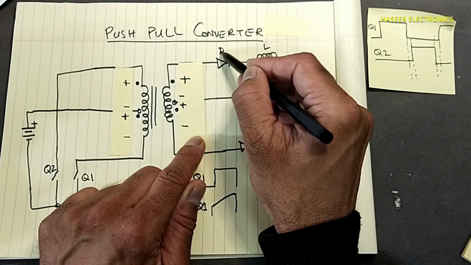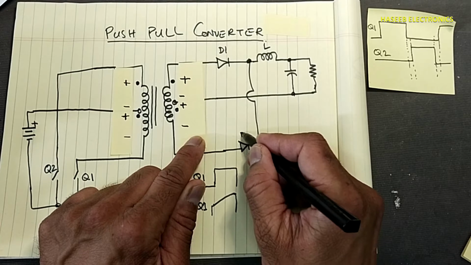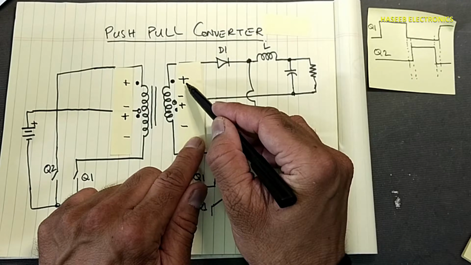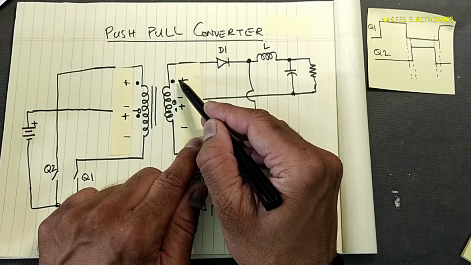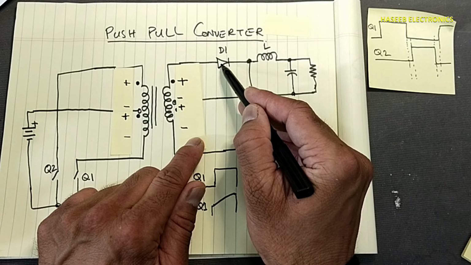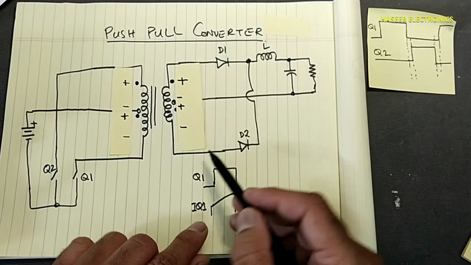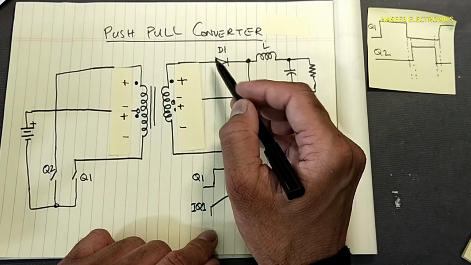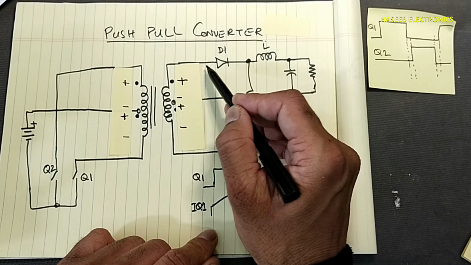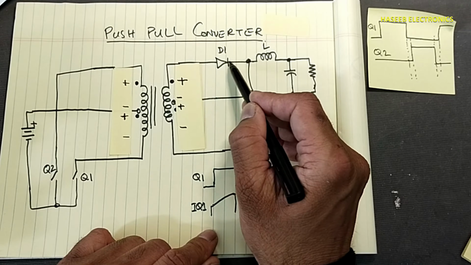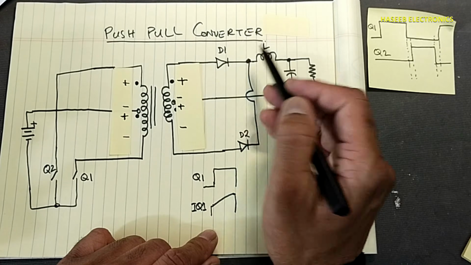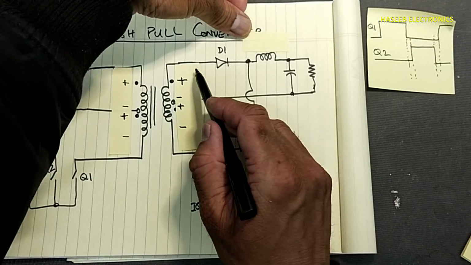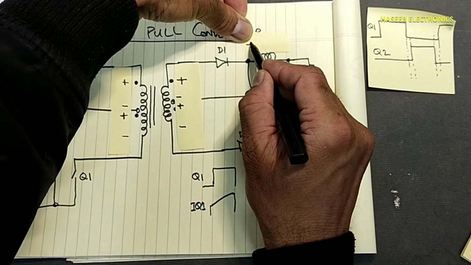We can say this is D1, this is D2. When the voltage is transferred here, this end is now positive. If we see, this diode is now forward biased, and this diode is now reverse biased. So D1 will allow the current to flow. When it allows the current to flow, this end is now positive.